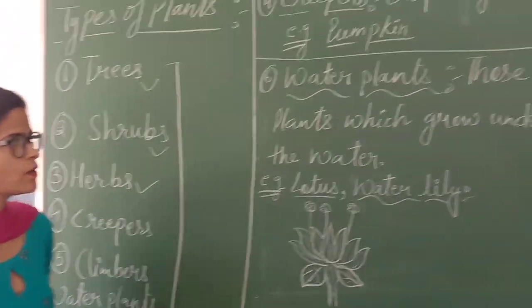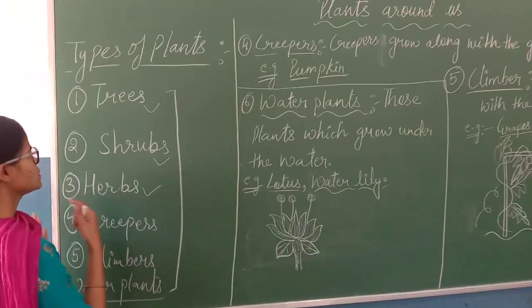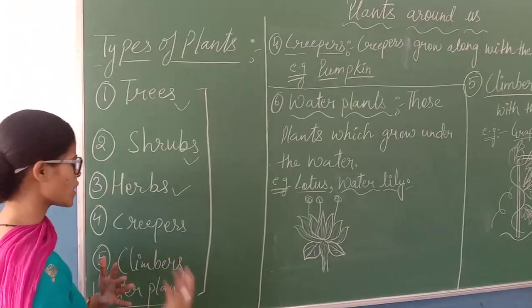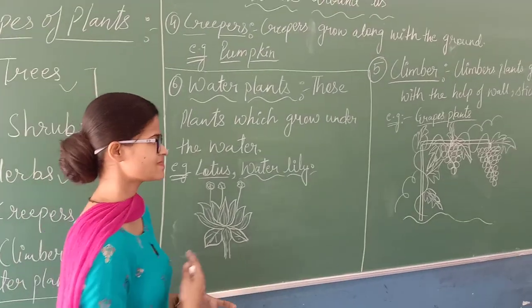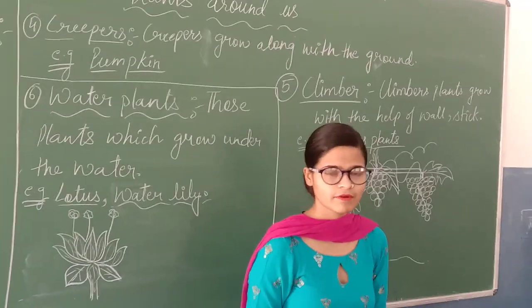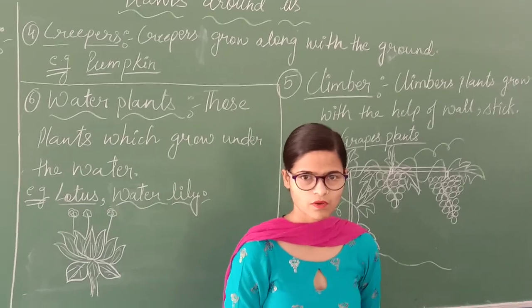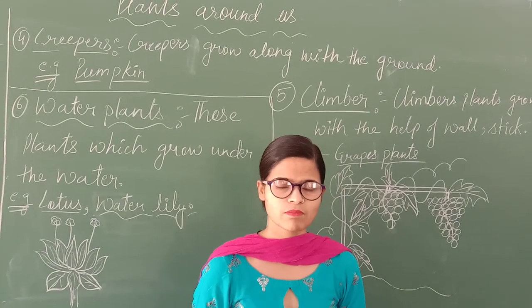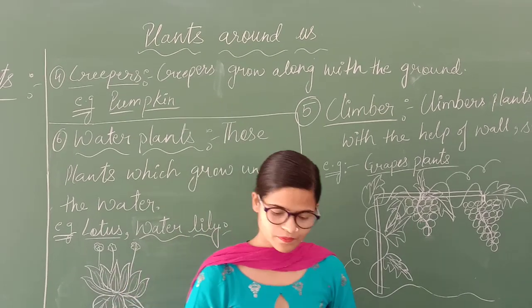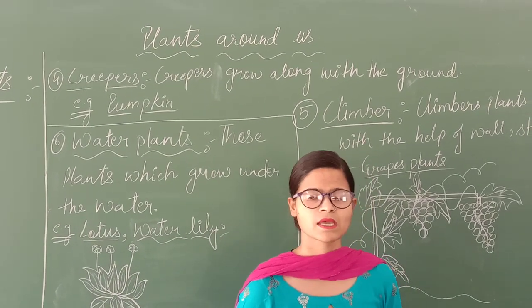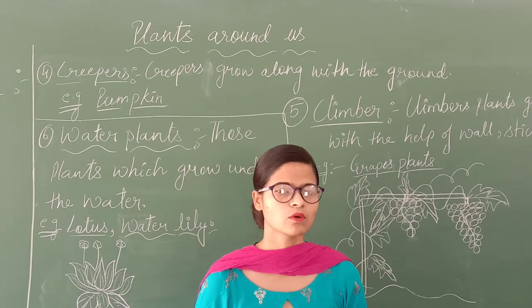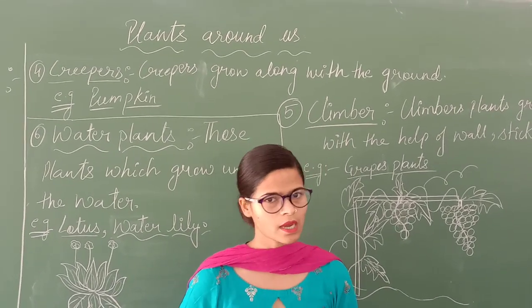Okay, so I hope you understood all the different types of plant. So we have trees, shrubs, herbs, creepers, climbers, and I have told you that how they are different from each other. Okay, and draw these plant in your notebook also, and color them, and learn their names and try to know what are these plants and how they are helpful for us.